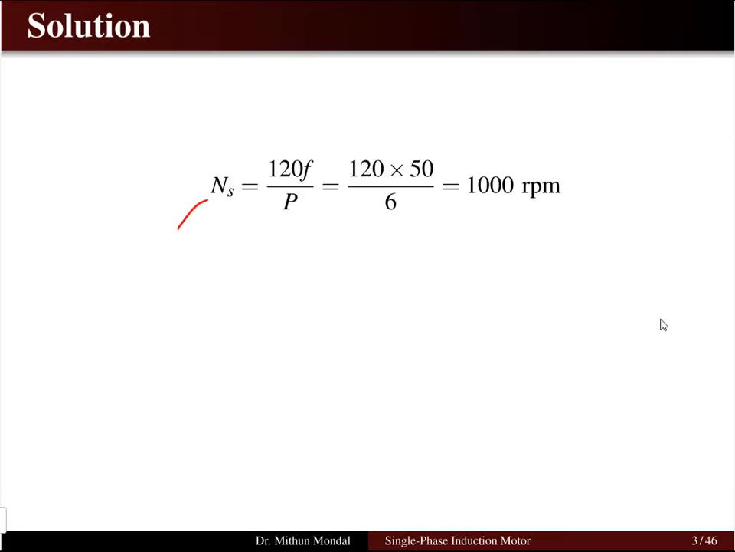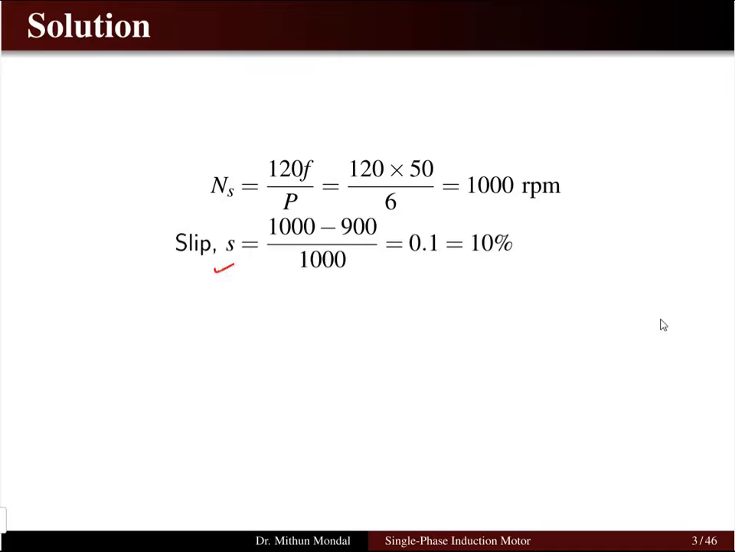First we have to obtain the synchronous speed at which the magnetic field is rotating, given by the formula 120 F by P. Here F is basically the frequency which is 50 Hz and the number of poles of the machine is 6. Hence we get 1000 RPM, the speed at which the magnetic field is rotating.